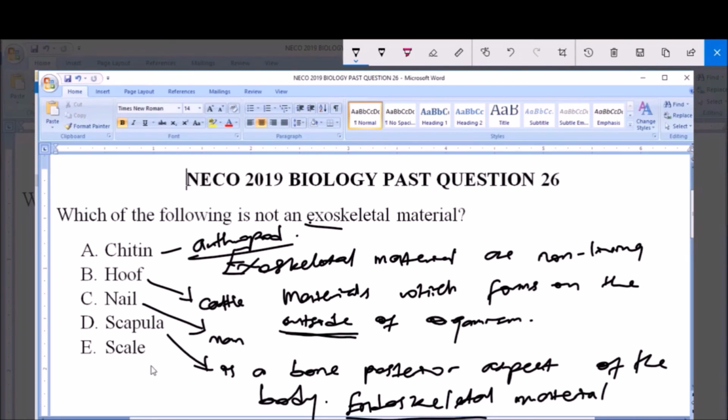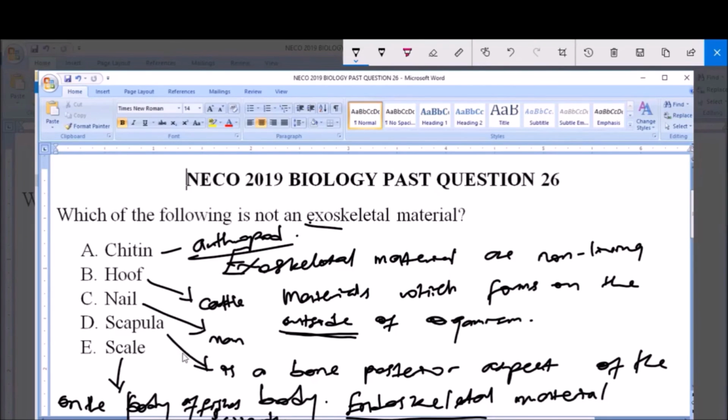Take notes. Then the scale here is an exoskeletal material found on the body of fishes. You find scale on the body of fishes, and also on lizards. You find the scales.